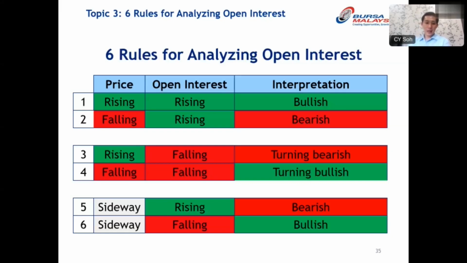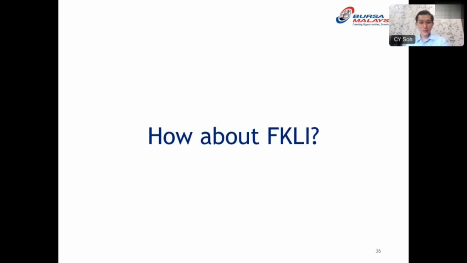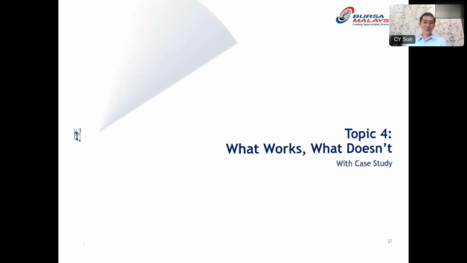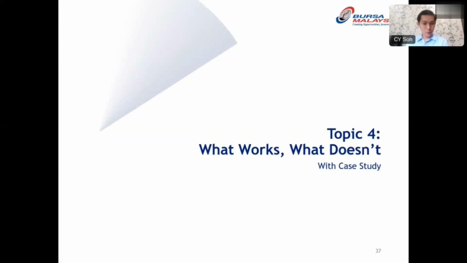So now that I've shared with you the 6 rules for analyzing open interest for the FCPO market, you may be wondering, all of the examples I provided here are only for the FCPO market. Now, how about the FKLI market? Can we actually look at open interest or not? Of course, there's a catch here. Now, I'm going to share with you what works and what does not work.